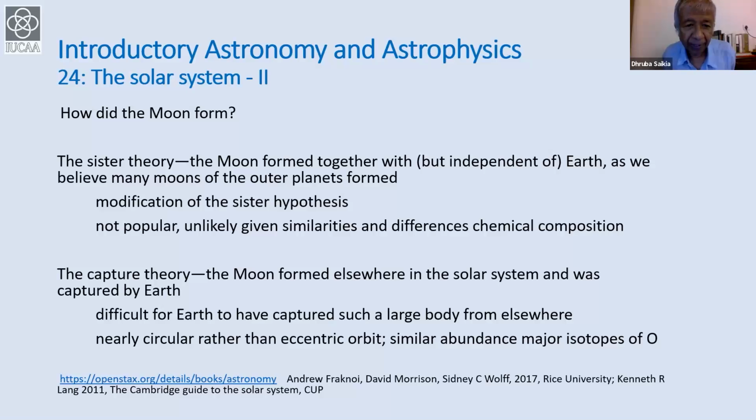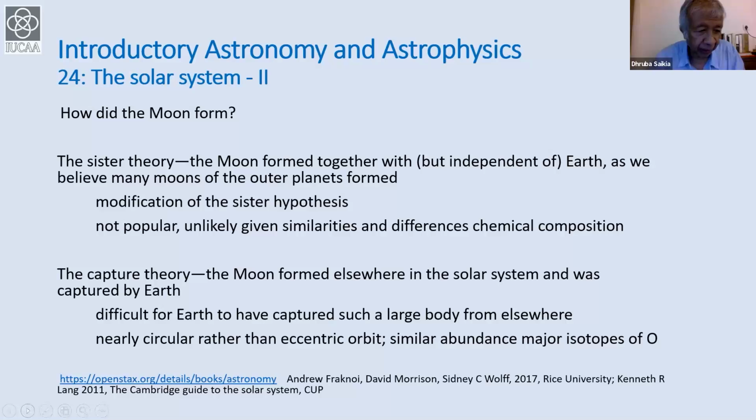Now, this is not popular, unlikely given the similarities and differences of chemical compositions, because if it was the same material which formed together over there, then it's not easy to get a viable explanation for this. And the capture theory has also been discounted because it's very difficult for such a large body to be captured from elsewhere and to have an orbit which is also nearly circular rather than eccentric, and also because of the abundances of some of the major isotopes. Rule this out.